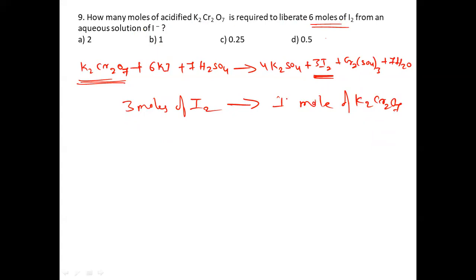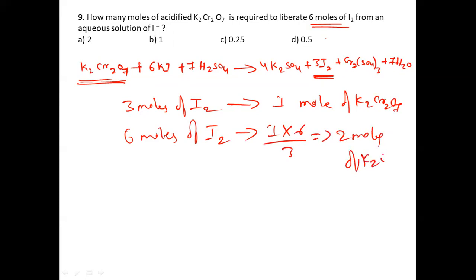If for 3 moles it requires 1 mole of K2Cr2O7, then for 6 moles of I2 we cross multiply: 1 into 6 divided by 3, which gives 2 moles of K2Cr2O7, that is potassium dichromate. So the correct option is option A. And this question is nothing but the oxidizing property of potassium dichromate in acidic medium.